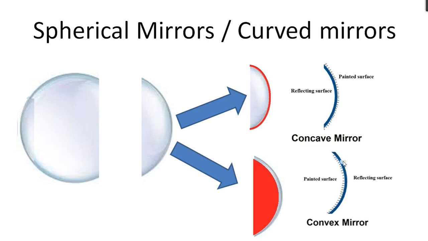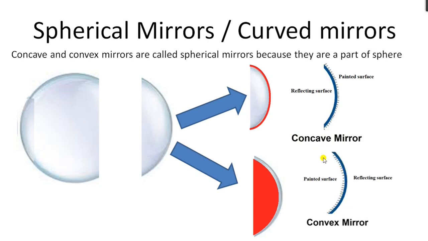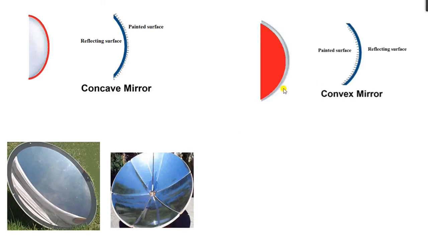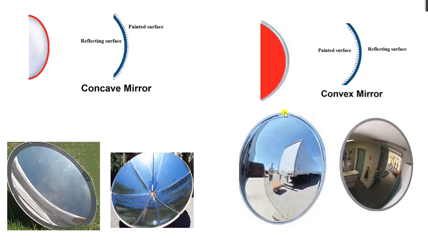Same thing goes for convex, and for concave the reflecting side is curved inward, and for convex the reflecting side is curved outward. And concave and convex mirror are called spherical mirror because they are a part of sphere. We have seen that to make the concave or convex we need a sphere of glass, so that's why we call it spherical mirrors. In concave mirror, shiny part is curved inward. So you can see out here these two mirrors are curved inward, and in convex mirror shiny part is curved outward. So out here you can see the shiny part is curved outward.